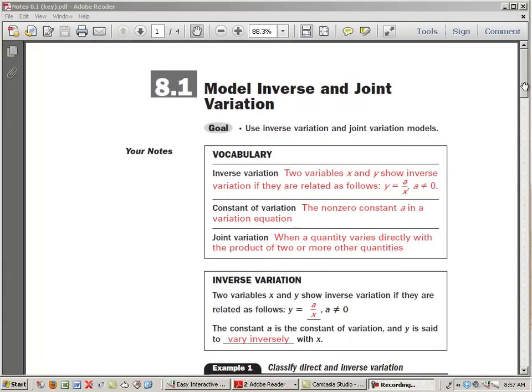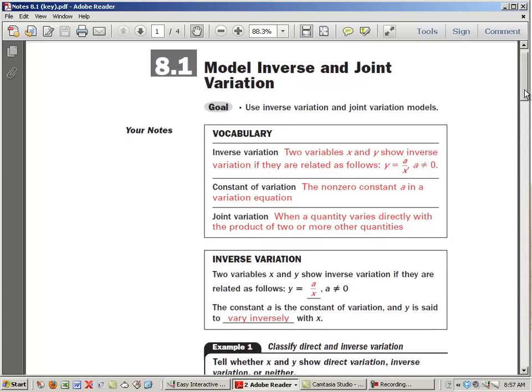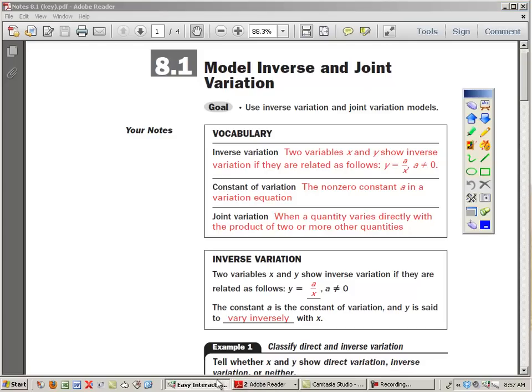Guys, welcome to your first lesson of Chapter 8 on modeling inverse and joint variation. We've talked quite a little bit about modeling direct variation back in Chapter 2. In Chapter 2 we were dealing with this idea that x and y vary directly, and so you had something in the form y equals ax, where a was what we called our constant of variation. This chapter we're going to talk a little bit more about inverse variation, and then we'll talk about joint variation where you have more than one variation going on at once.